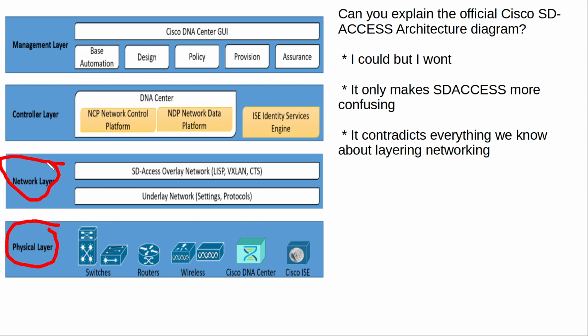Cisco is completely contradicting everything we know about layering in networking with this architecture diagram. It doesn't make any sense. Cisco should fire the engineer that came up with this abomination. So I'm not going to try to even go into this. This is nonsense marketing Cisco stuff. That's it.